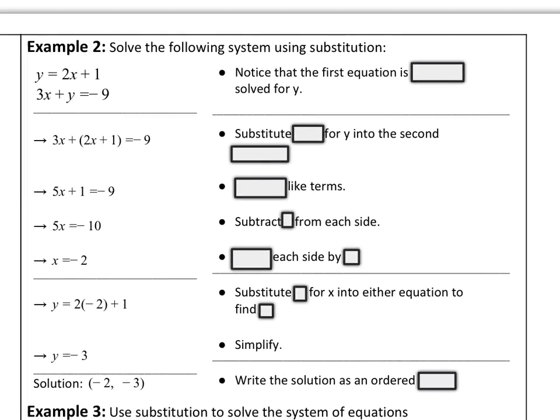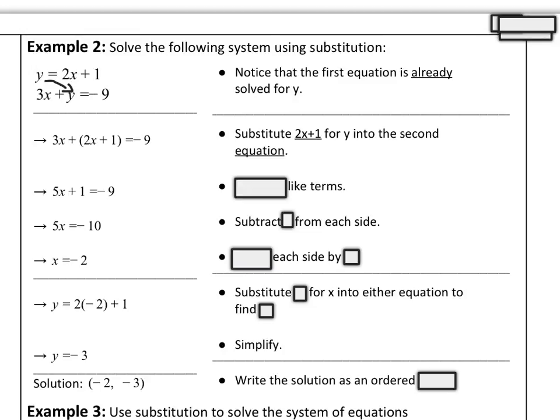If you flip your page over, we got the same instructions solving this system, y equals 2x plus 1 and 3x plus y equals negative 9. Notice that the first equation is already solved for y. We have y equals 2x plus 1. So what we're going to do, since we know what y equals, is put that into the y of the second equation. Substitute 2x plus 1 for y into this second equation. And that's what we've done here. Instead of 3x plus y, we have 3x plus 2x plus 1 equals negative 9.